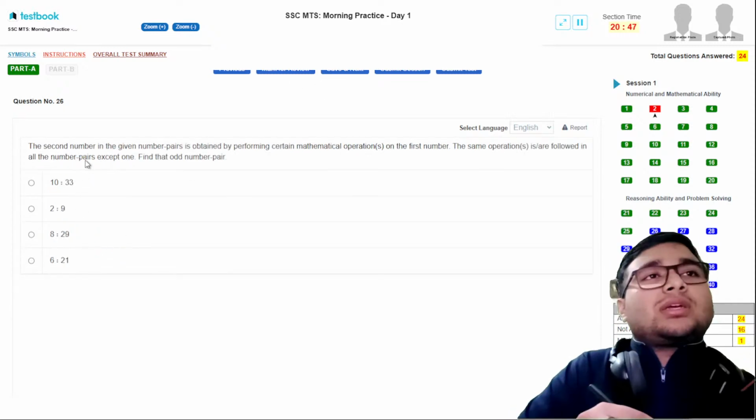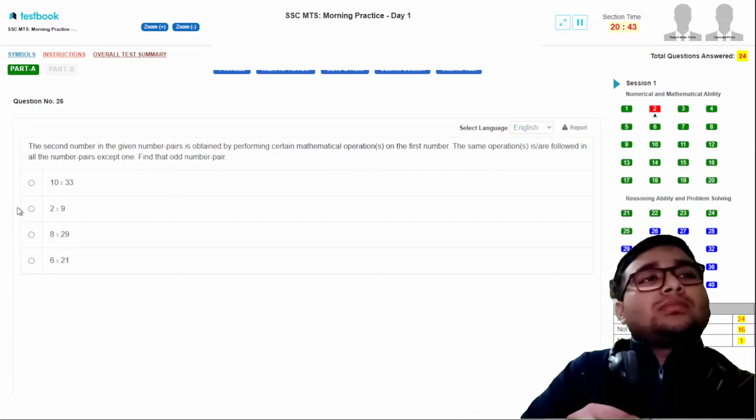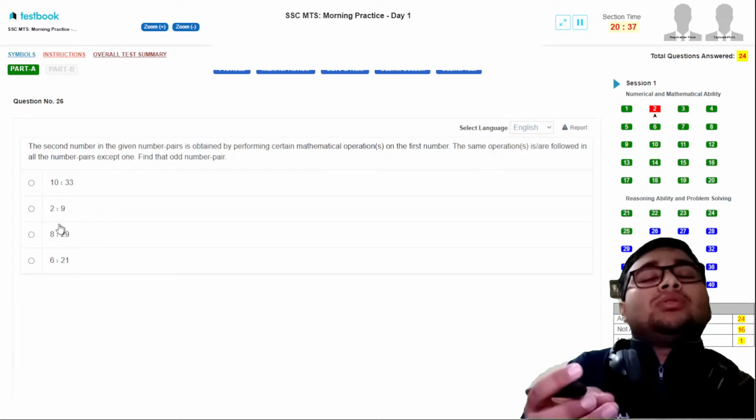The second number is given in the pattern into 3 plus 3, into 3 plus 3, into 3 plus 3.